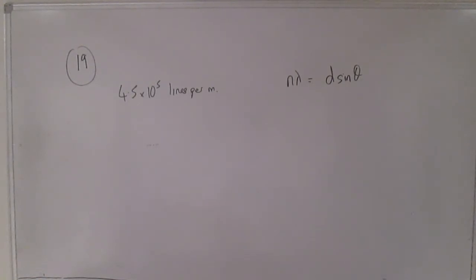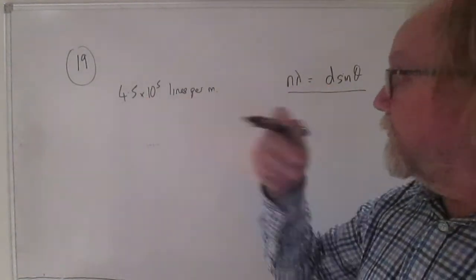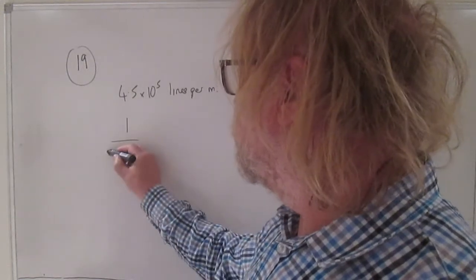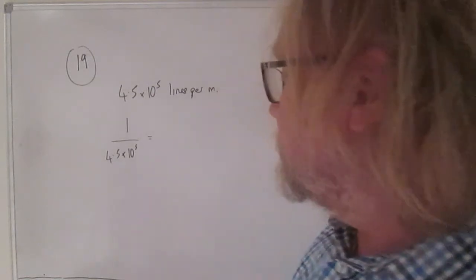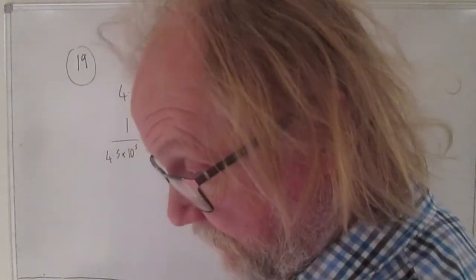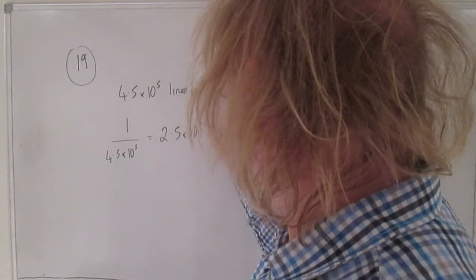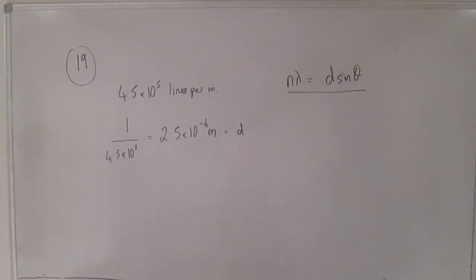Question 19 again is a diffraction grating question, so again this is going to be the key equation, and so the first thing we're going to need to do is find the value of d. We've got the number of lines per metre, so 1 over 4.5 times 10 to the 5, 1 over the number of lines per metre is equal to the separation of the lines, which comes to 2.5 times 10 to the minus 6 is equal to d. So we've got that number.